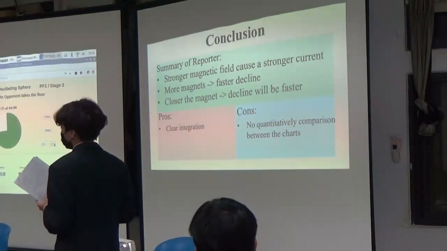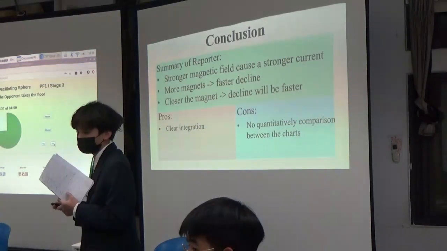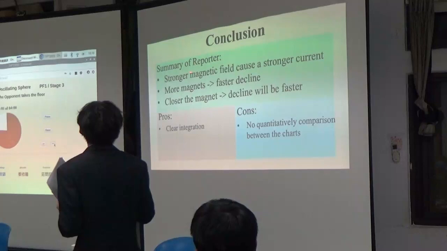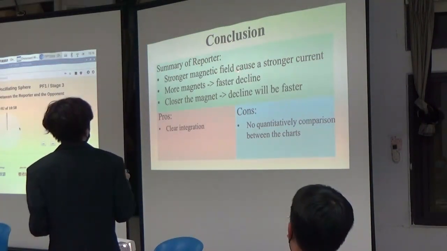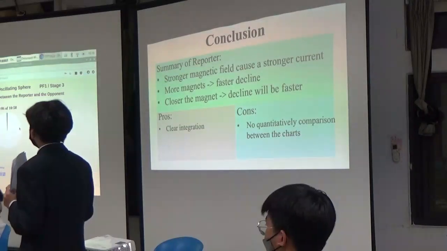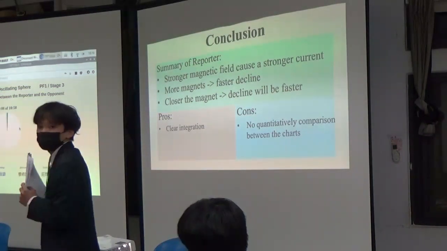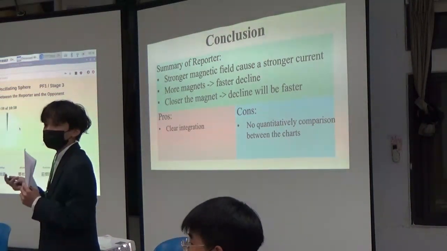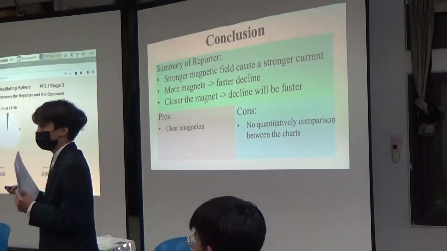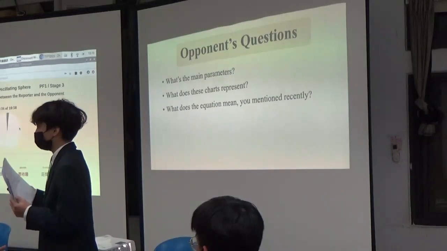Next stage. Truman. I think the summary of reporters quantum magnetic field also. I think go to the next step, discussion. Yes. Okay. Sorry.